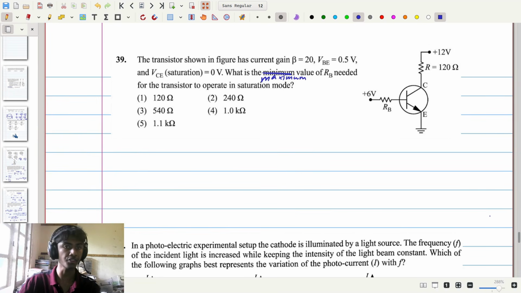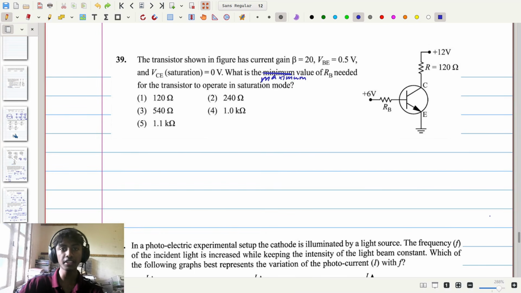So the question is supposed to say the transistor shown in the figure has a current gain beta of 20, has VB equals 0.5 volts and VCE at saturation of 0 volts, and given this, the question is asking us what is the maximum value of RB needed for the transistor to operate in saturation mode. Now looking at the diagram, we have a transistor where the emitter is directly connected to the ground, the base is connected through RB into a 6 volt source, and the collector is connected through a 120 ohm resistor into a 12 volt source.